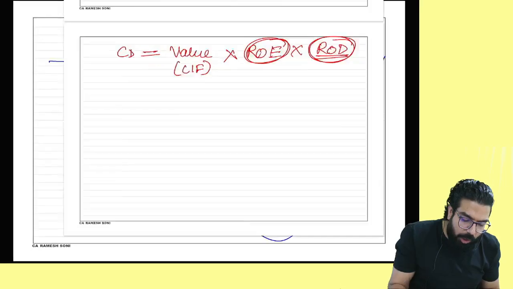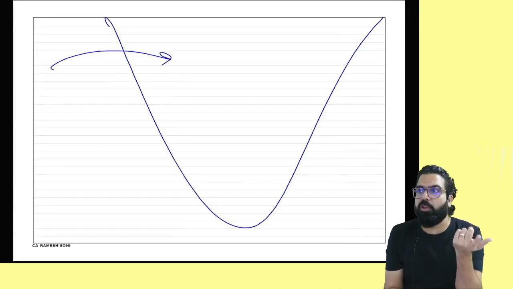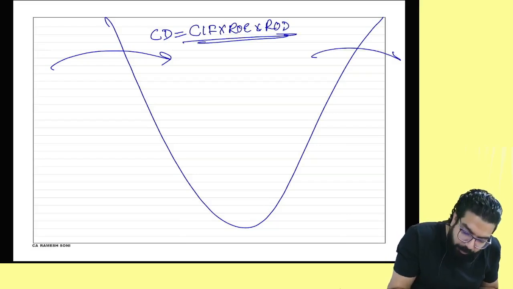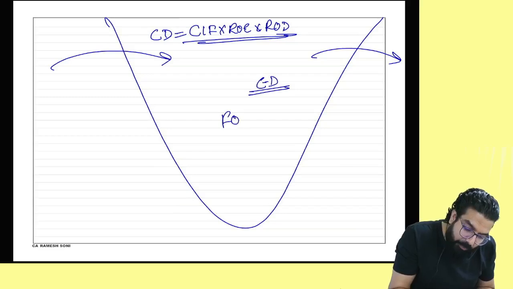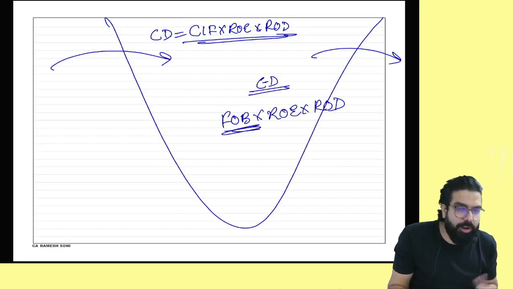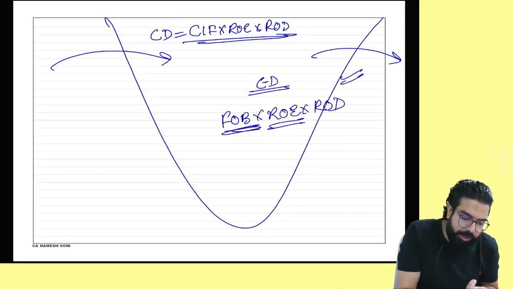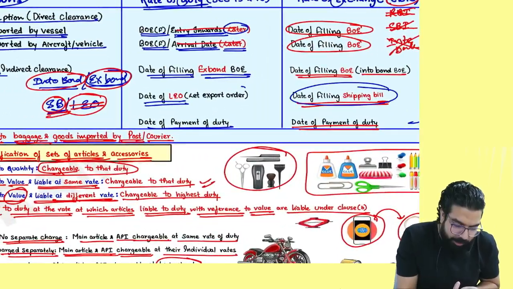Everyone listen. In case of importation, you pay customs duty on what? CIF into rate of exchange into rate of duty, correct? If you export, you will pay export duty, right? On what value? FOB into rate of exchange into rate of duty. FOB you already know, everyone: India's port price, plus rate of exchange, which I have already told you. I told rate of exchange and rate of duty.